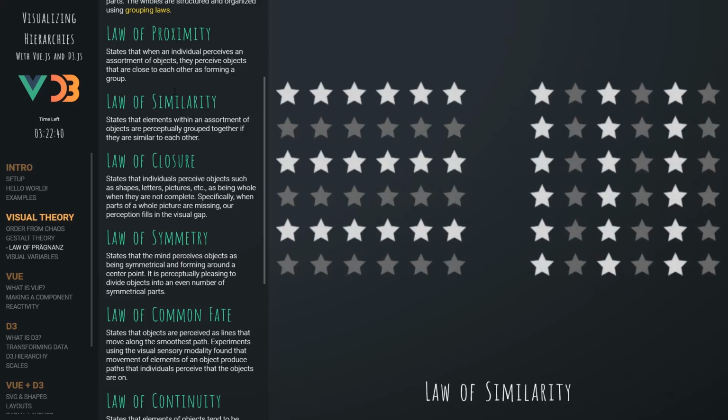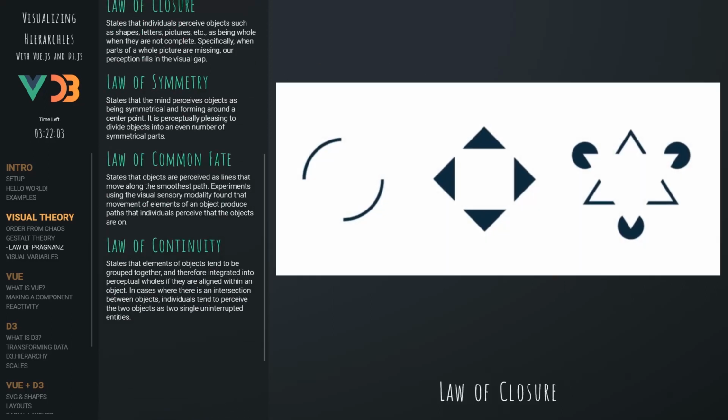Now we have the law of similarity. That also states that elements within an assortment of objects are perceptually grouped together if they are similar to each other. So now we have all of these stars. These stars are grouped by proximity, but then they also have certain characteristics like their color, right? And we can see that they stand out. By doing this, we can see everything as a whole and get a better sense of the groups they're in. In this case, we can see two groups, and inside each group, we see two more groups by the opacity of the stars, right? Giving us these different sections to be able to focus on.